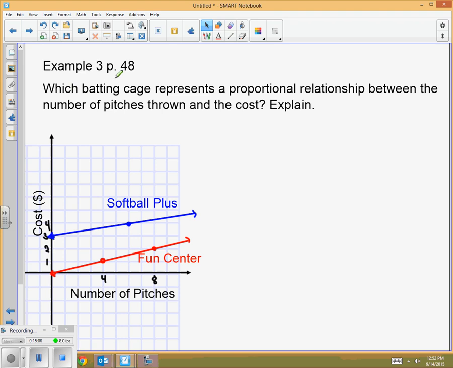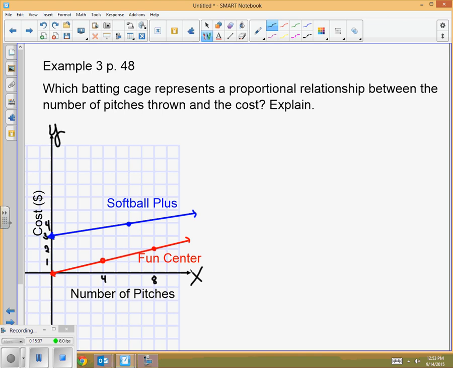Okay, our last example is example 3 on page 48. Our question asks, which batting cage represents a proportional relationship between the number of pitches thrown and the cost? So here they give us a graph. The y-axis, let me go ahead and label that for you. The vertical axis is our y, and y represents the cost in dollars. Our x-axis represents the number of pitches.